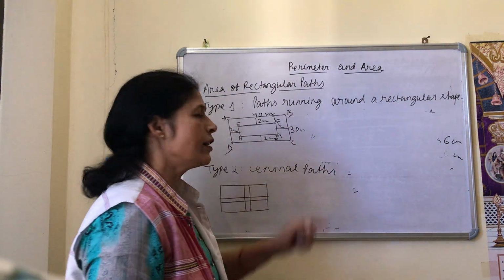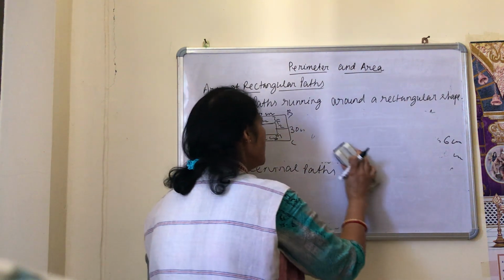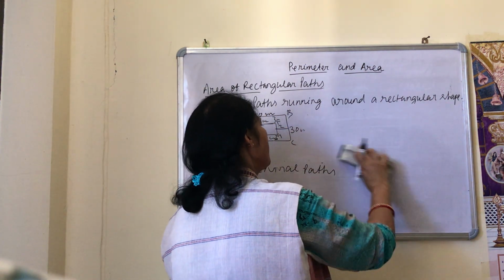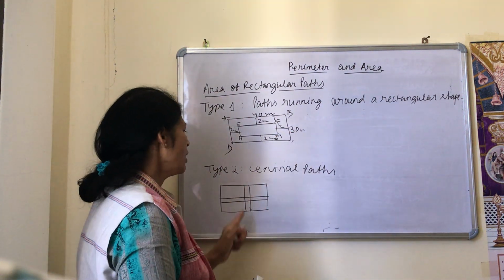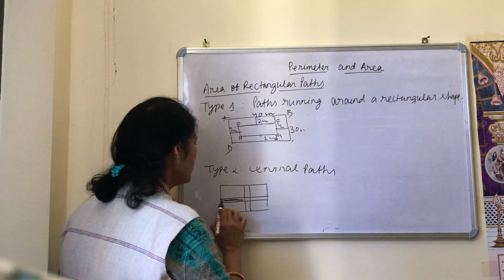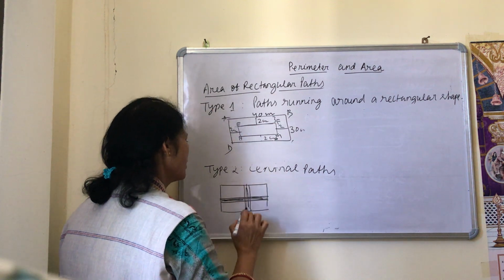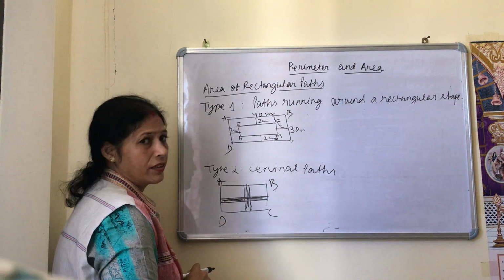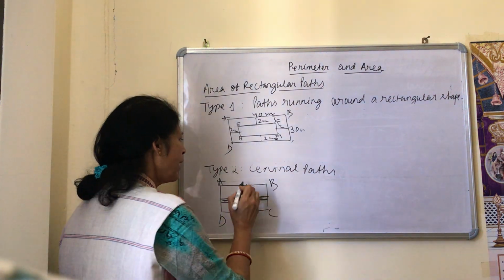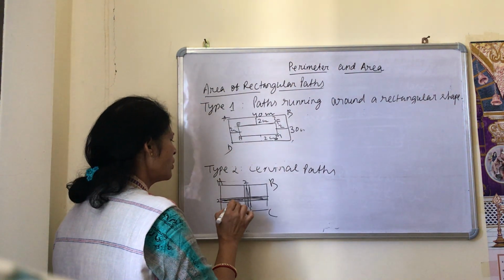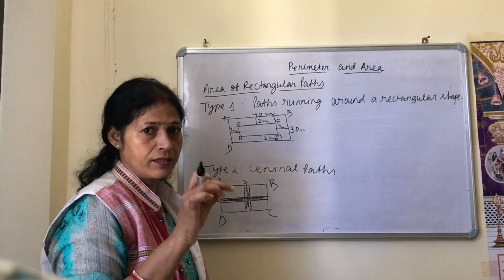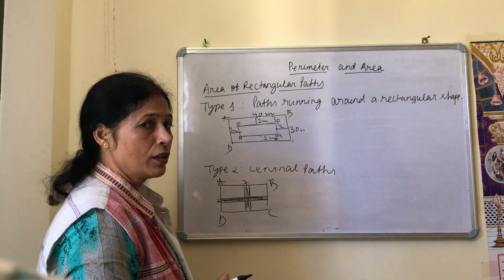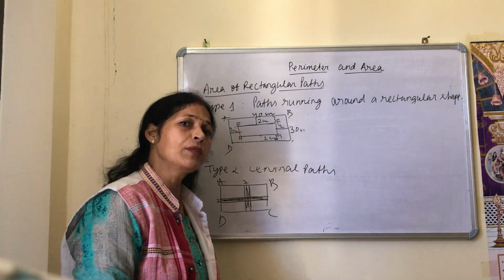Now your type 2 is the central path. Suppose one path is running inside, through the center of the field. This is the path. Clear? This is the path. Suppose ABCD is given as a rectangular field, and suppose a 2 centimeter path is there. Okay, the path is running in the center of the field. So how do you find out the area of the path?